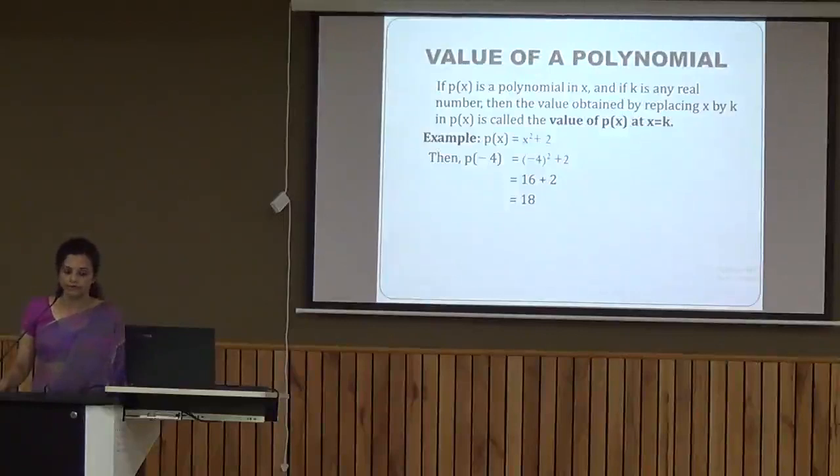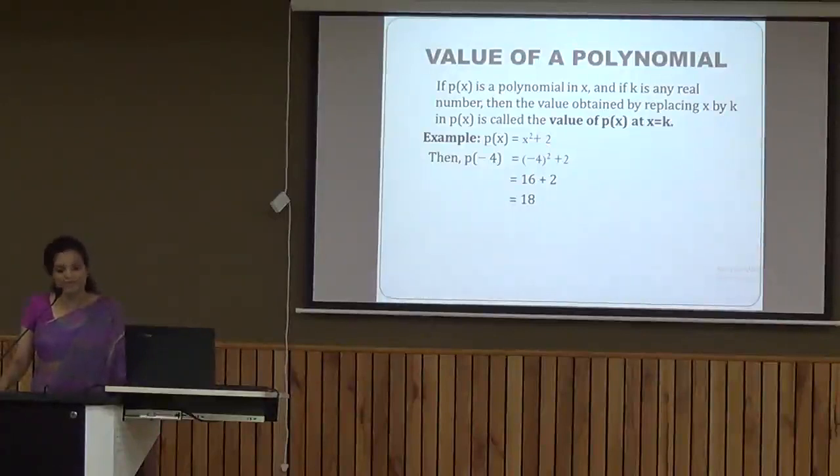Value of a polynomial. Let us say I have a polynomial p(x) equal to x squared plus 2. Now what is value of a polynomial? Let's read together. If p(x) is a polynomial in x and if k is any real number, then the value obtained by replacing x by k in p(x) is called value of p(x) at x equal to k.